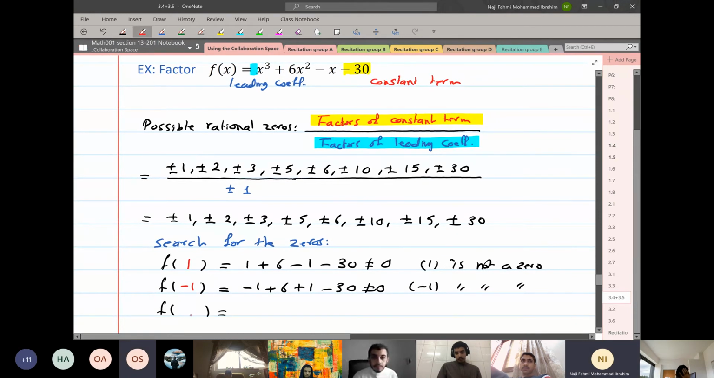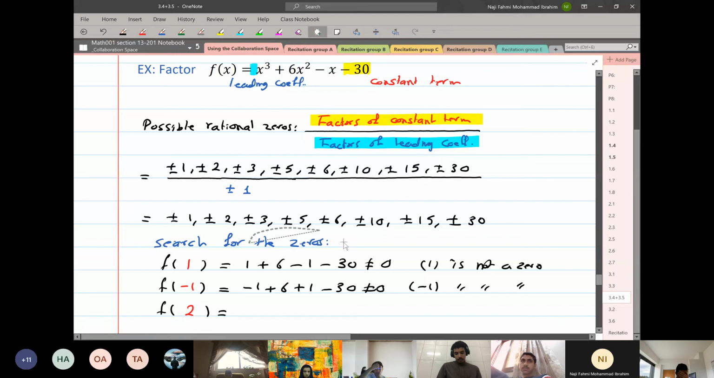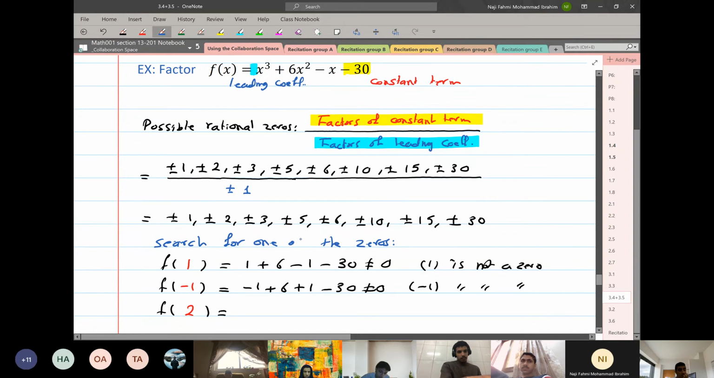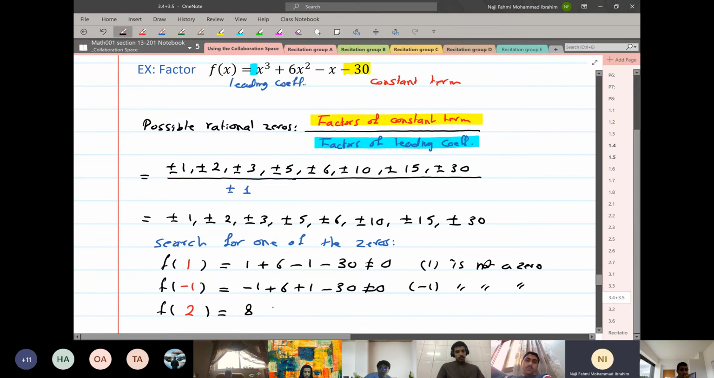Doctor, should we try out all 16? Sorry? No, I'm just going to search for one of them. Okay. Search for one of the zeros. Now, if I substitute 2, what do we get, Shabab? 8 plus 24 minus 2 minus 30. Is this equal to 0?